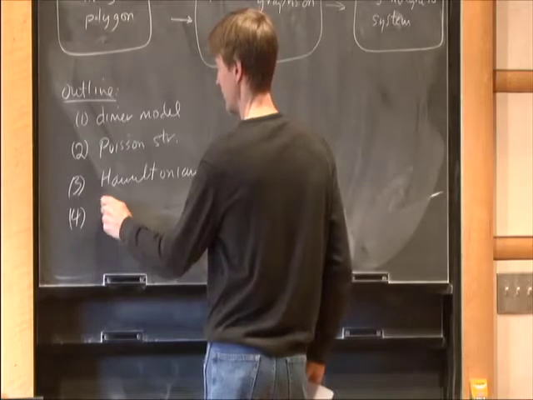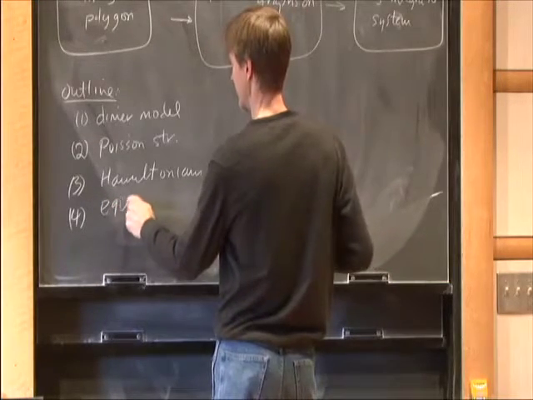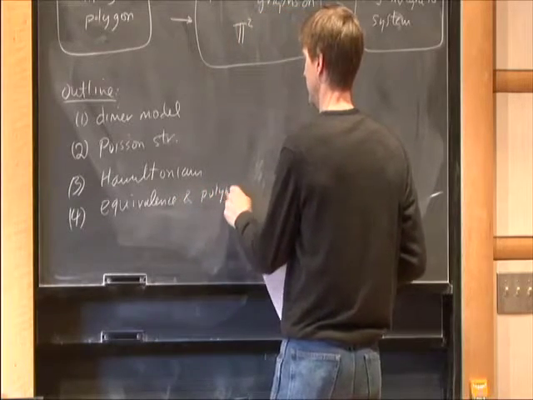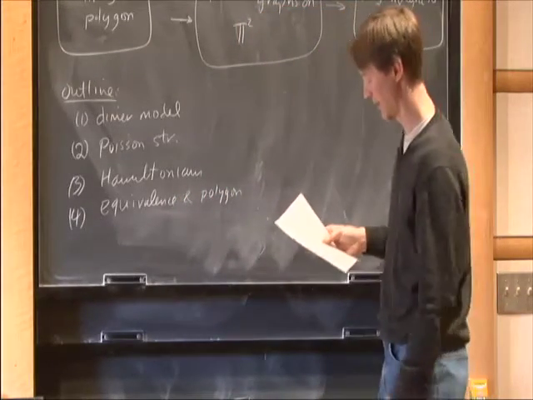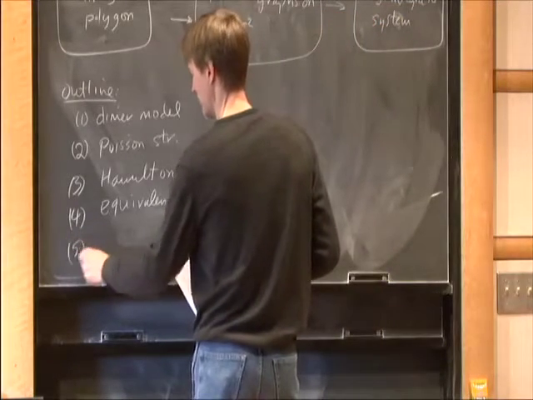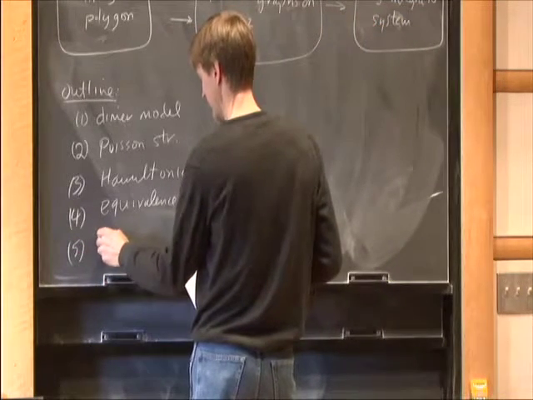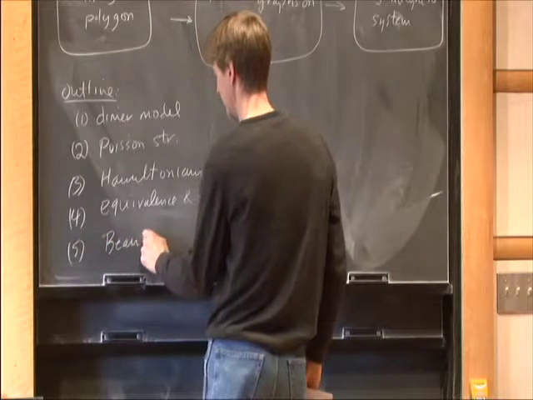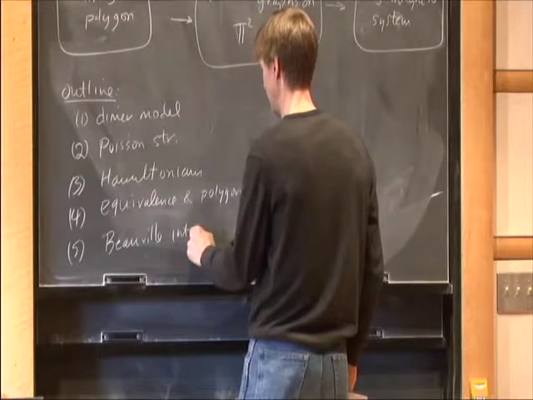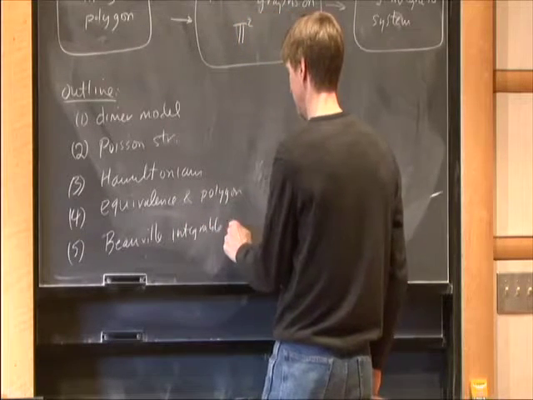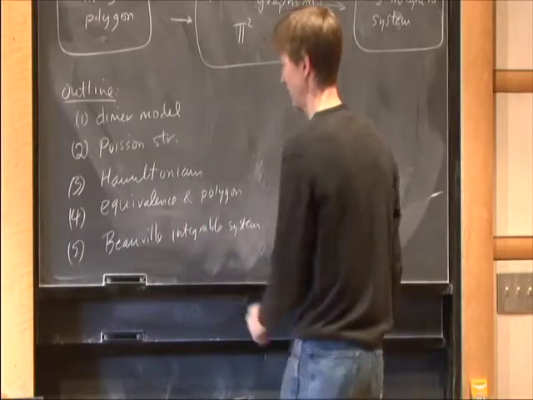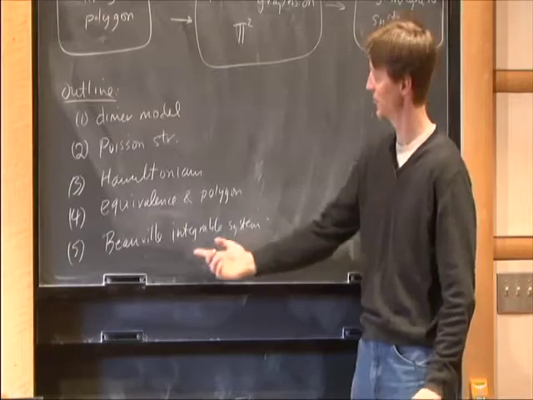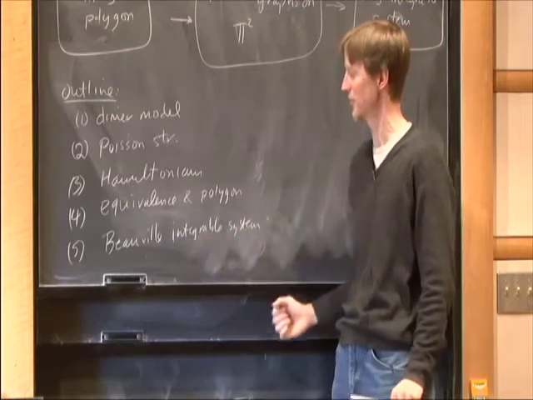And then I'm going to talk about the equivalence, which is discussed here, and the polygon here at the end. And at the end, if I have time, I will talk about the Bouvier integrable system. Sort of give the identification of these systems with these special kinds of integrable systems called Bouvier integrable systems.